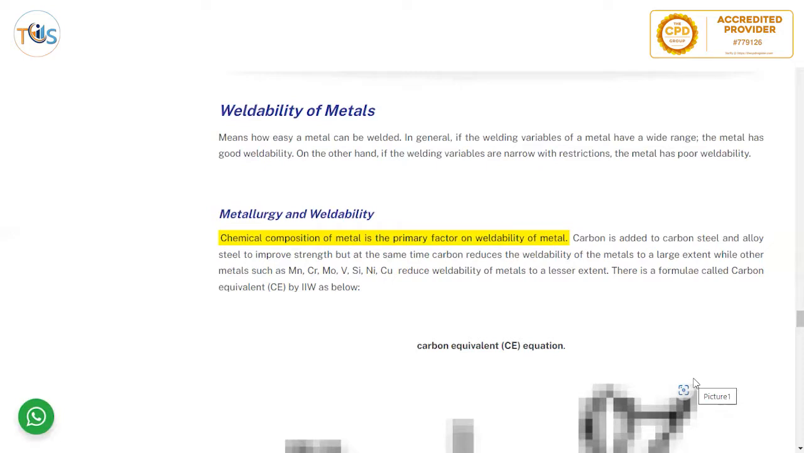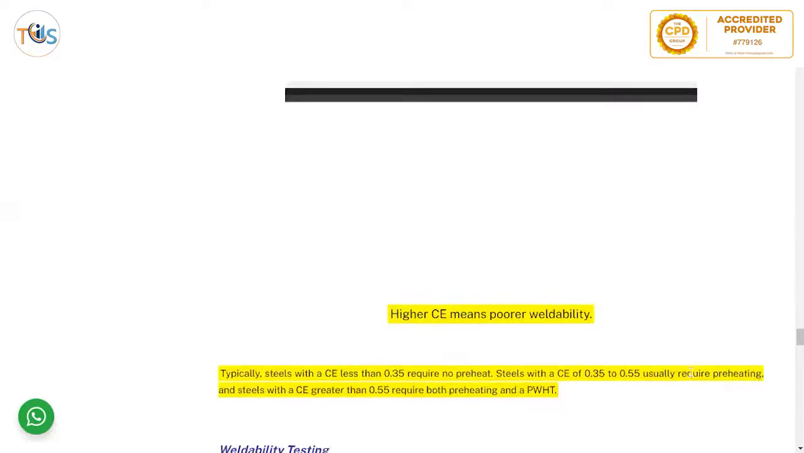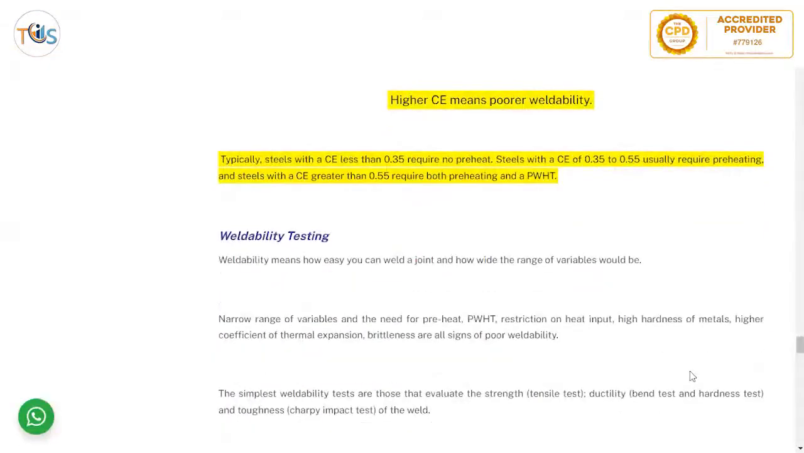Carbon is added to carbon steel and alloy steel to improve strength. So carbon is for strength, but at the same time, carbon reduces the weldability of metal to a large extent, while other elements such as manganese, chromium, molybdenum, vanadium, silicon, nickel, and copper can reduce weldability of metals to a lesser extent. There is a formula called carbon equivalent by IIW that we brought as below. You can use this formula. Higher carbon equivalent means poorer weldability.